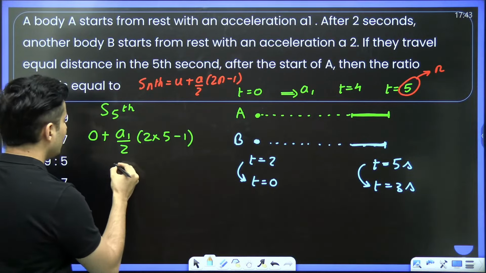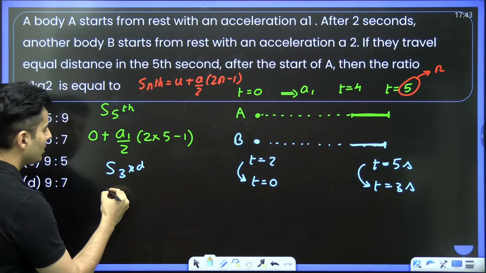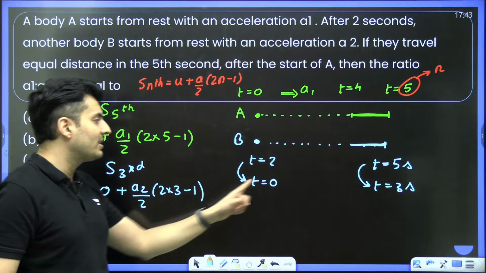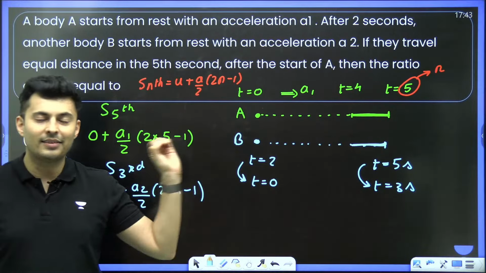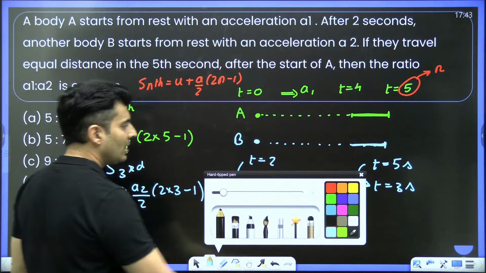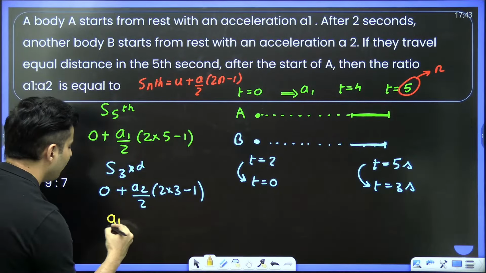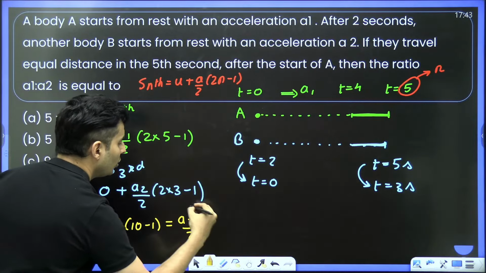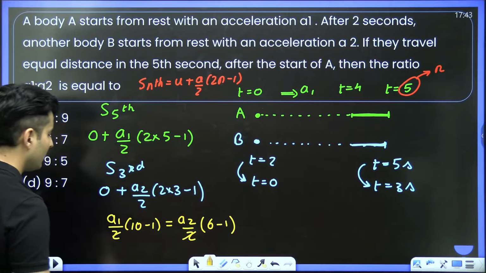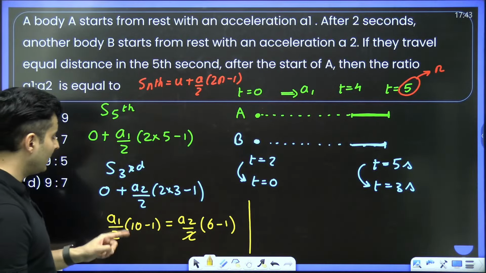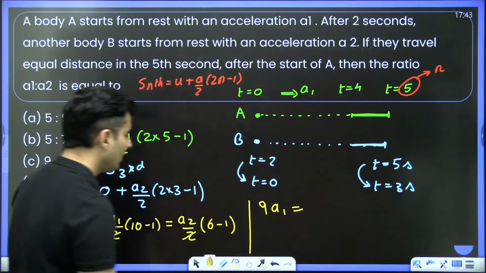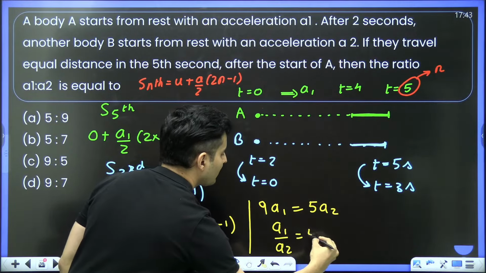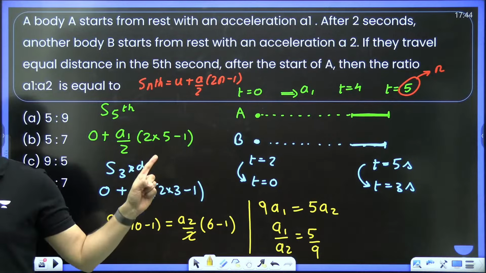So this is basically displacement in the 3rd second for B. So that will be u plus a2 by 2 into 2 into 3 minus 1. A lot of people miss this 3 over here, and that's why they get the wrong answer. Now it's just equating the two. So a1 by 2 into 2 fives are 10 minus 1 will be a2 by 2, 2 threes are 6, 6 minus 1. 2 cancels, right? So what will you get? 10 minus 1 is 9. So 9 a1 will be 6 minus 1 is 5, so 5 a2. So a1 by a2 is 5 by 9. That's the answer.